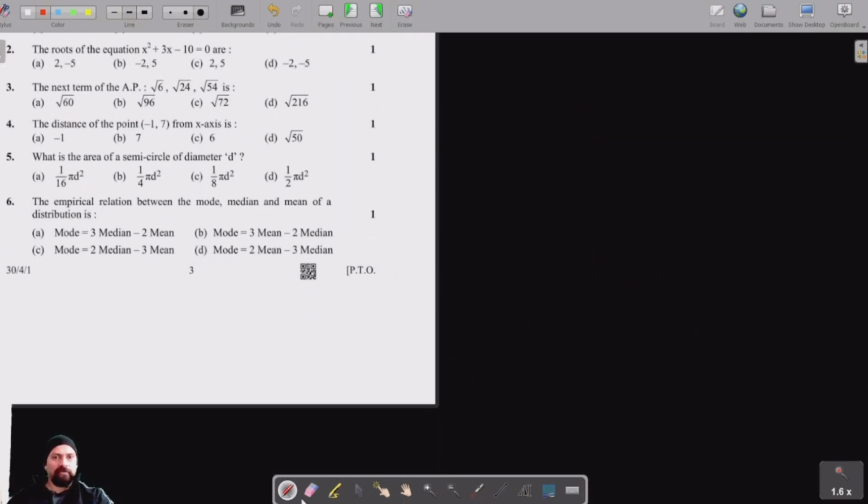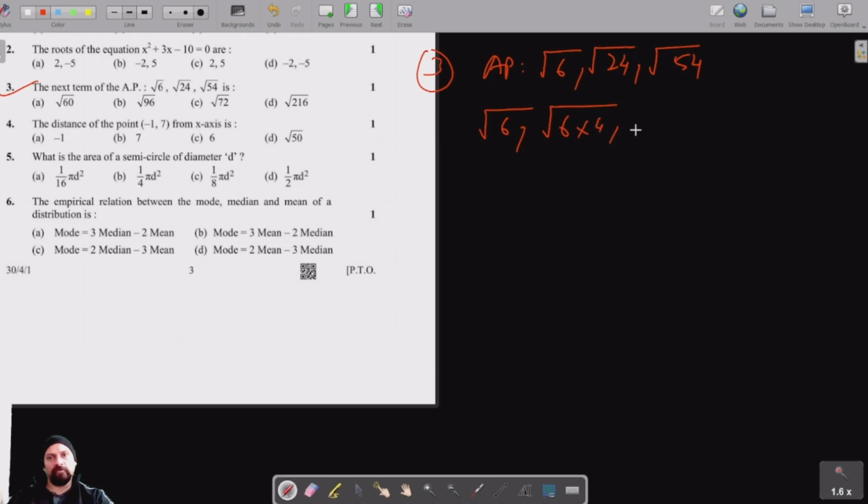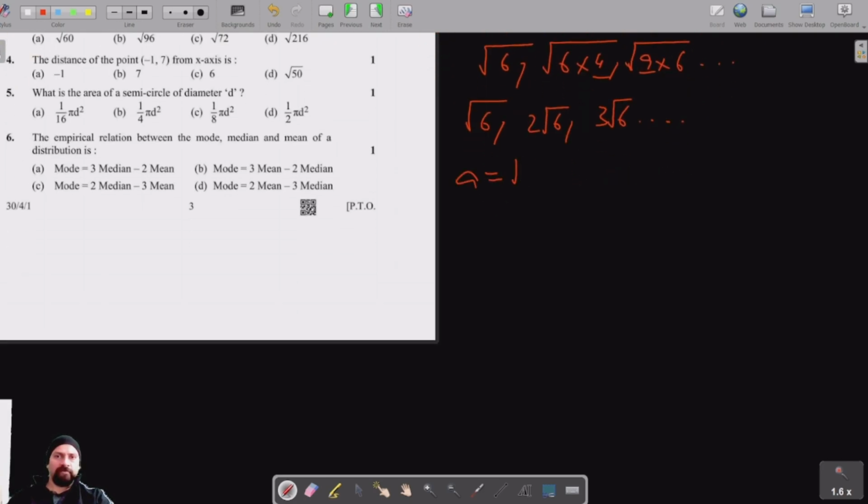For question number 3, we have to find the next term of the AP. It's given that the AP is root 6, root 24, and root 54. Now, root 24 can be written as root of 6 into 4, and root 54 is root of 9 into 6. The root of 4 is 2, so it's 2 root 6, and the root of 9 is 3, so it's 3 root 6. This is the AP where the first term is root 6, and the common difference is 2 root 6 minus root 6, which is root 6.